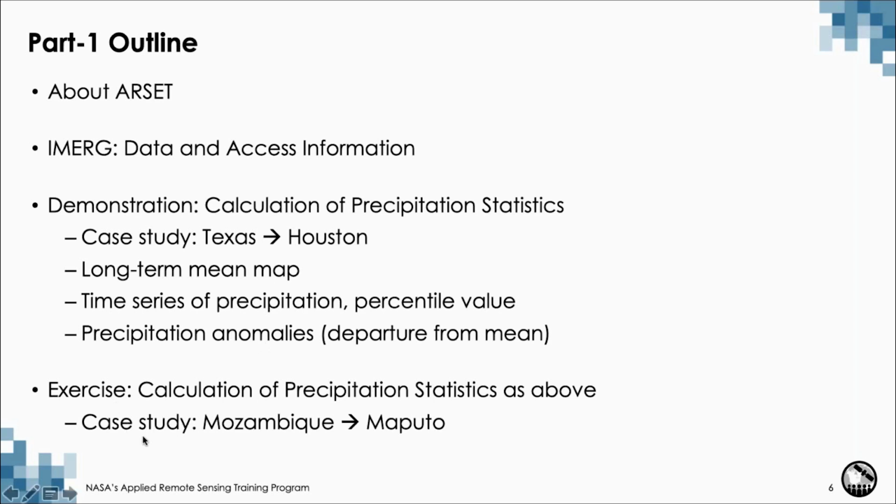And the exercise that you will be conducting will be identical, but you will use the area given here. So you will look at the country of Mozambique and then focus on the city of Maputo, which is the capital city for Mozambique. So we will have a demonstration, and then you will repeat the procedure on Mozambique and Maputo so that you get experience in using iMerge data and calculating precipitation statistics.